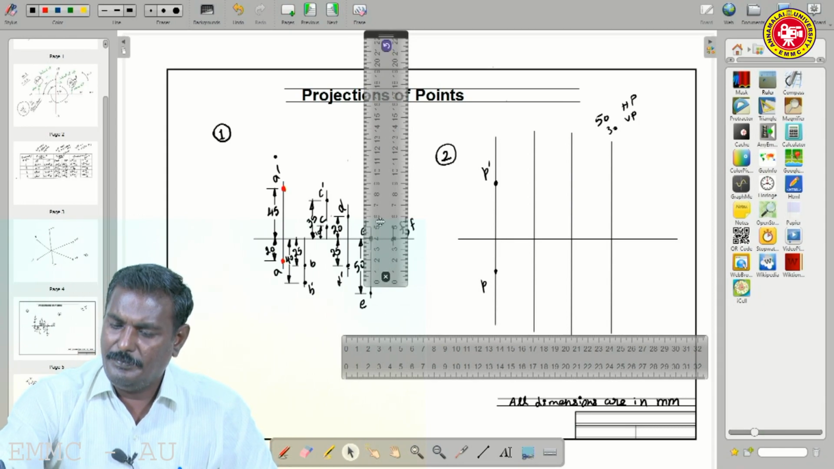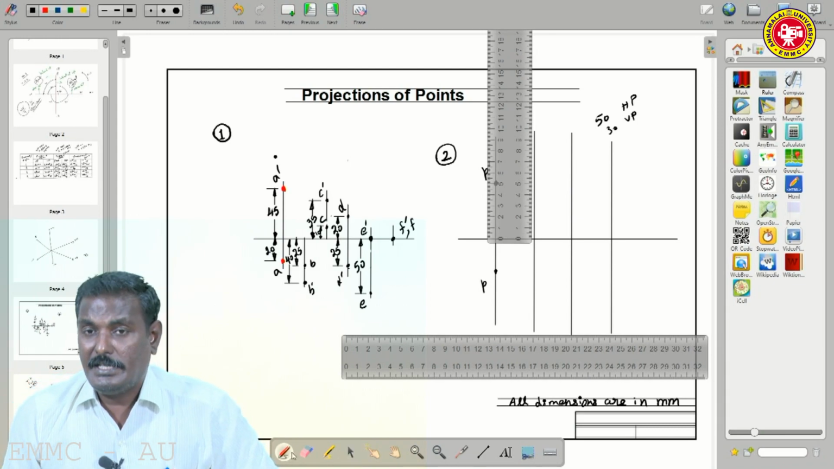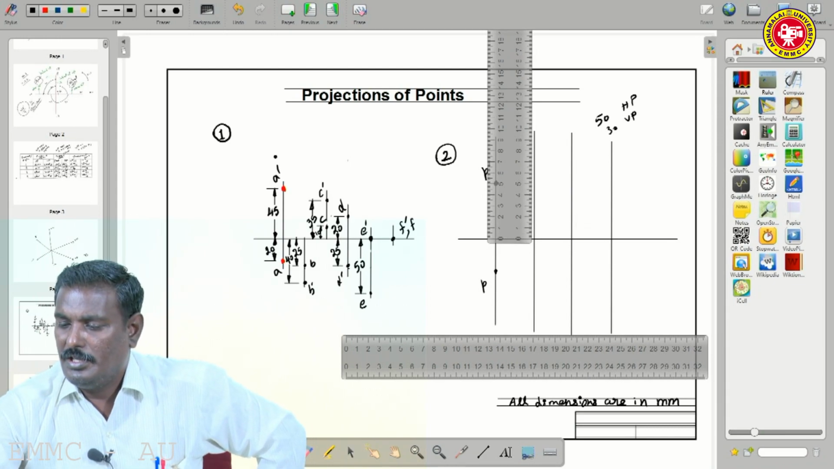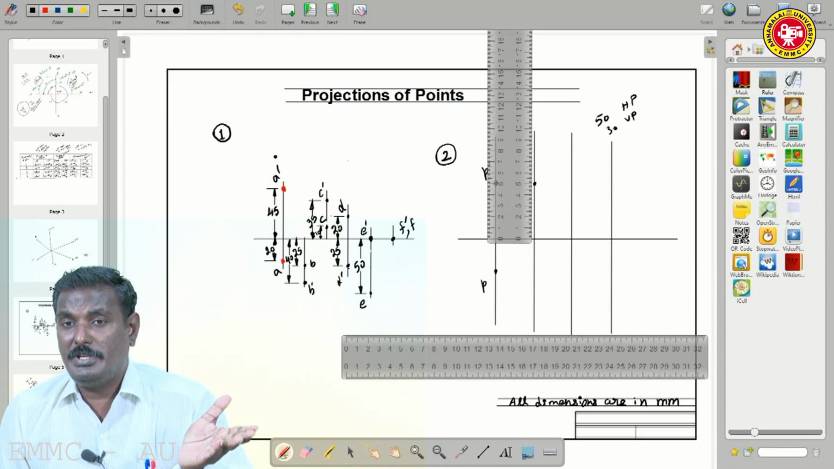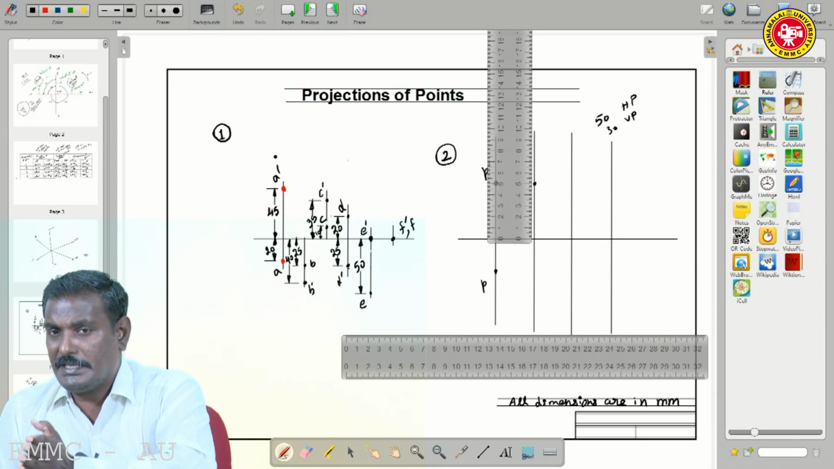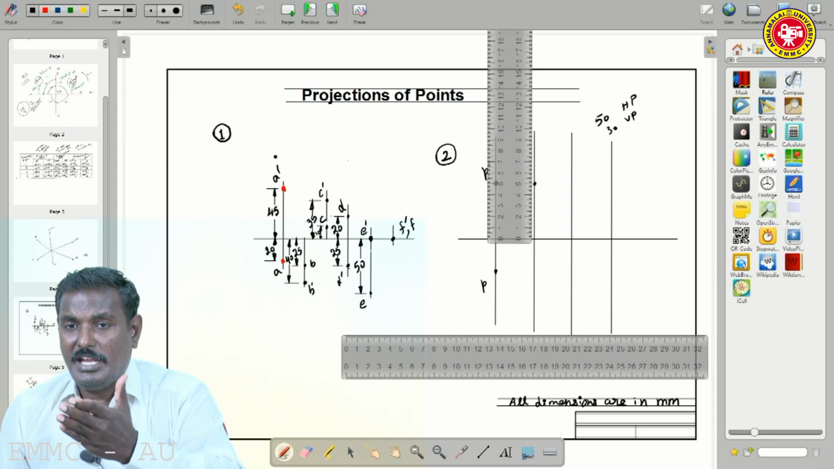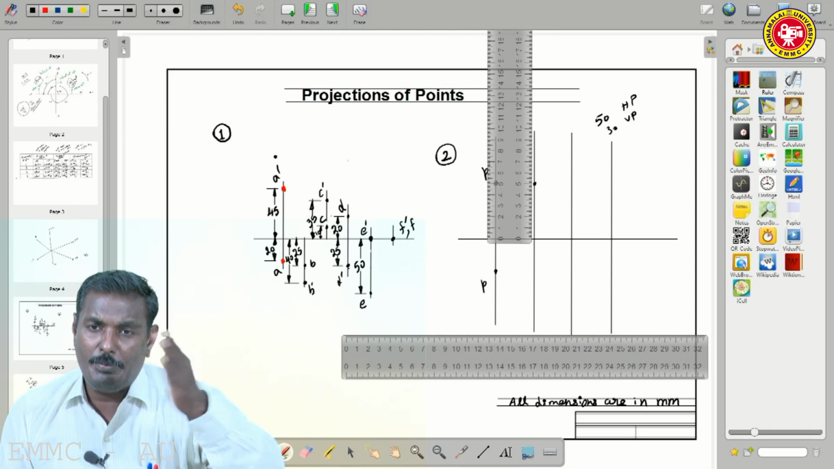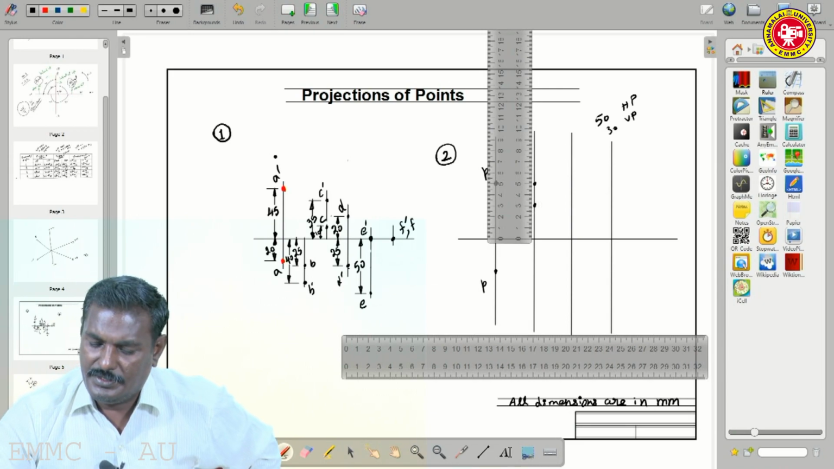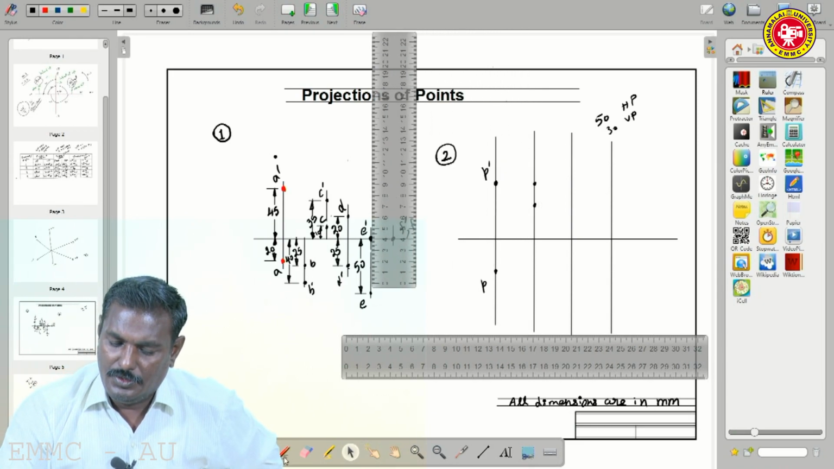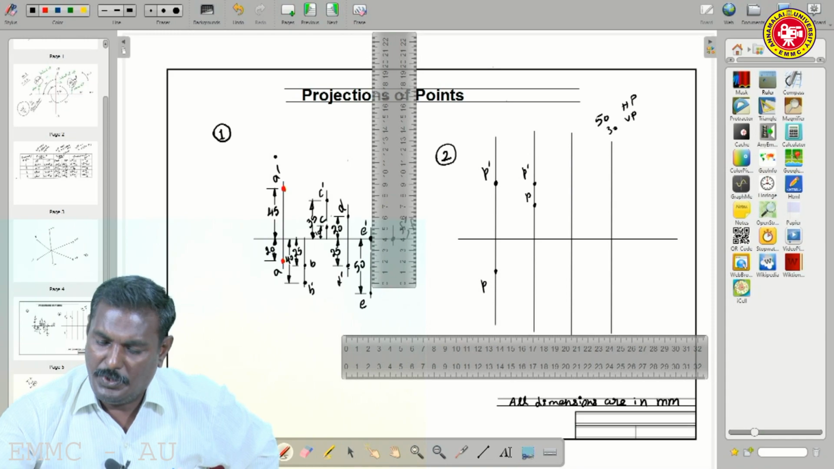So what about second angle? In second angle projection, 50 mm above HP, 30 mm behind VP. First angle, then second angle position. If you place it in the second quadrant, 30 mm behind VP, it comes above XY, 30 mm. So now this one is P dash, this is P.